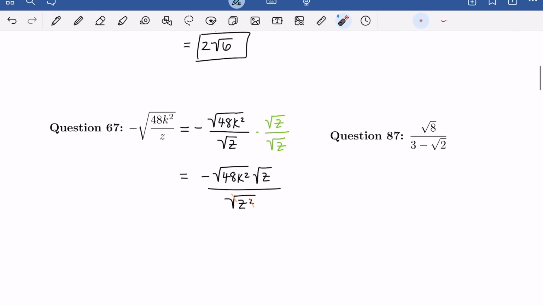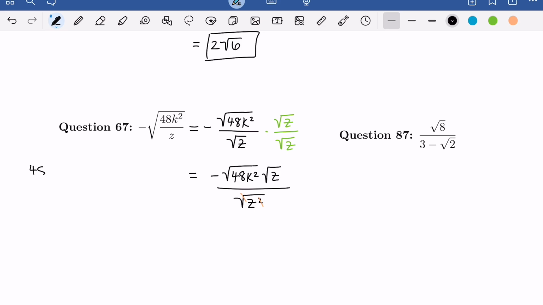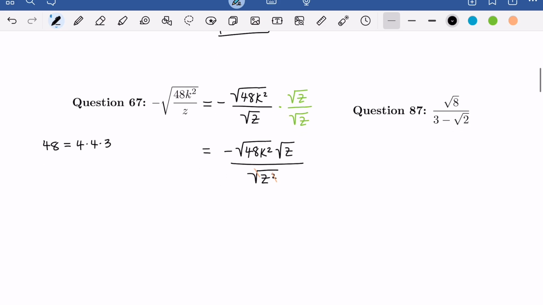Now, that won't be our final answer though. We can simplify this a little bit further. So what we're going to try to do is rewrite the square root of 48 and k squared and break them up into their factors. So we know that 48 is the same thing as 16 times 3. And so this will be 4 times 4 times 3 here. So we can break that up into those factors.